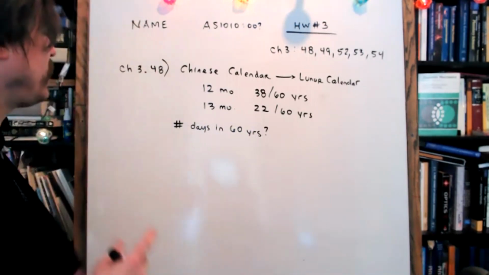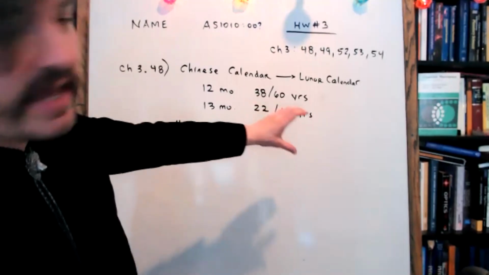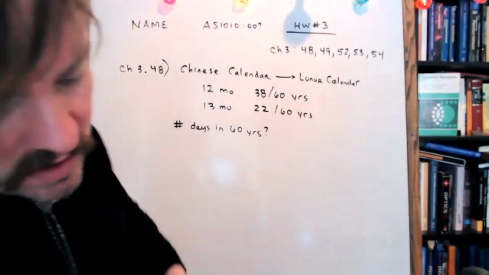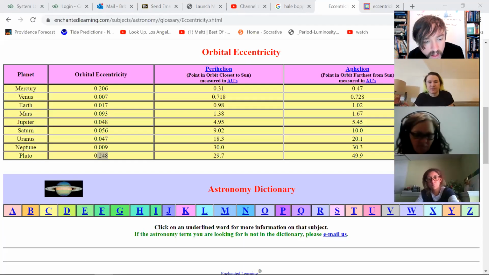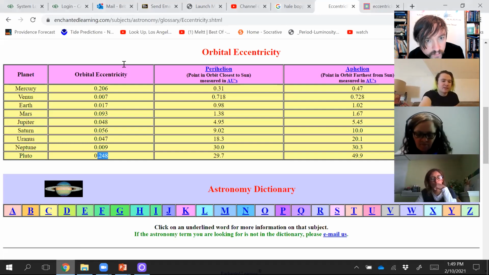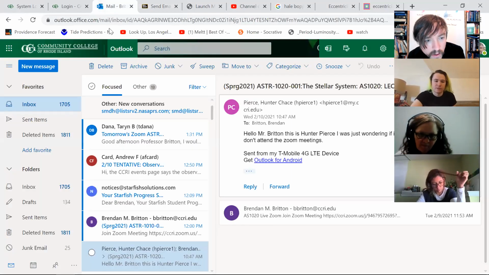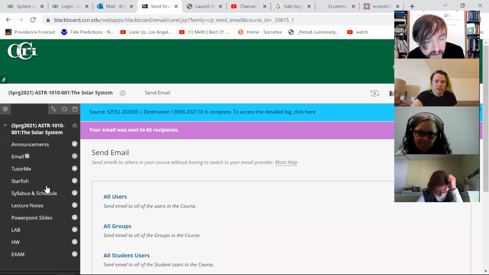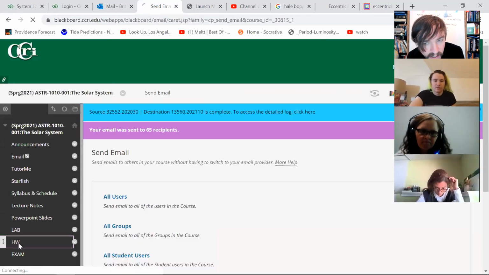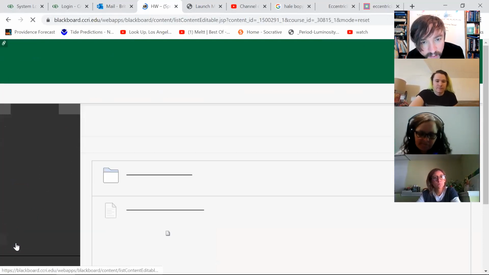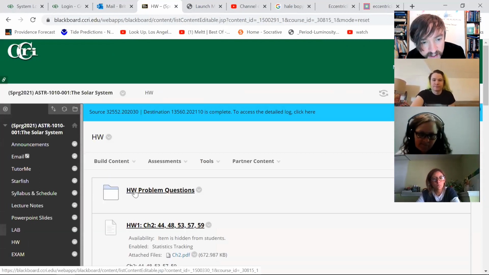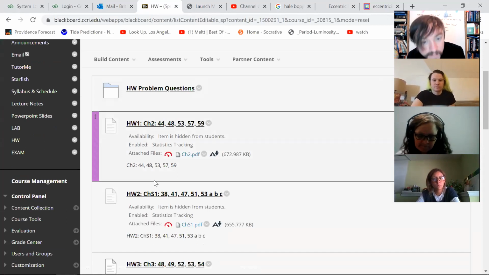Hold on a second. So they want the number of days in 60 years. Now, didn't they give us some conversion factors to work with? I remember there are some conversion factors. I don't see anything else in 48, but it does say in parentheses at the base of it, hint, you will need the data given in problem 47. Okay, so let's look at that problem 47 and see if we can get some data out of it. I think it's 2 conversion factors. 1, we need the number of days in a month, and 2, we need the number of days in a tropical year.